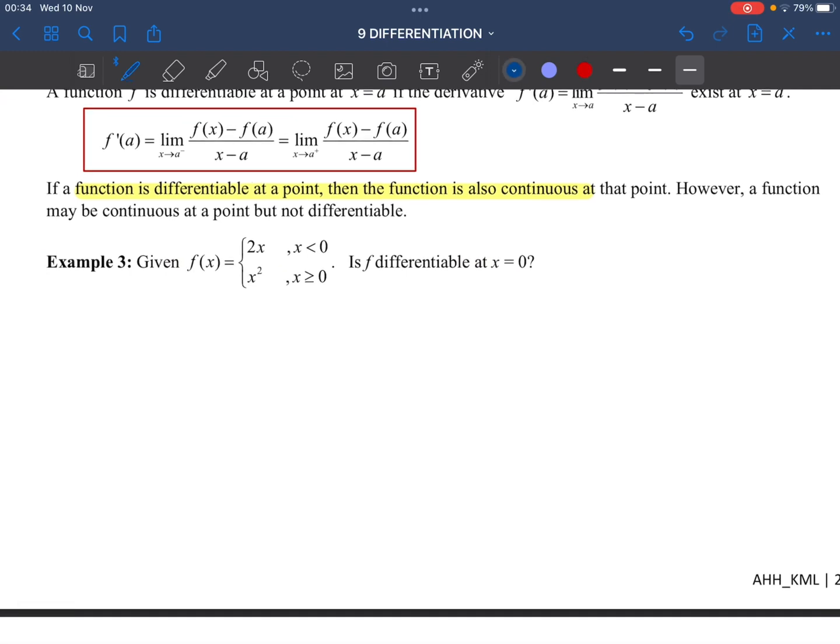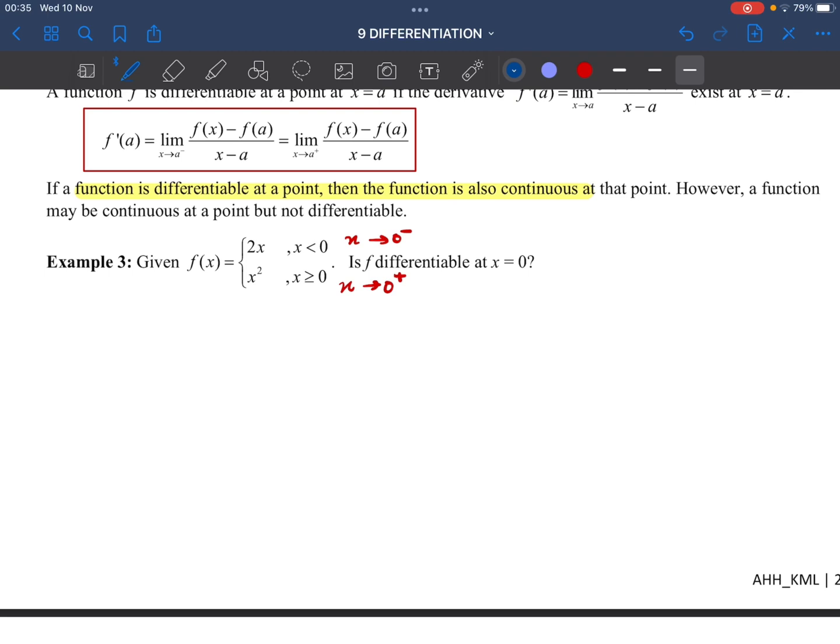So okay, kita terus kepada example 3. So we have a piecewise function. So you know that this is x less than 0, x approaches to 0 from the left because we have x less than 0. And this is x approaches to 0 from the right because we have x greater than 0. So we use the formula.